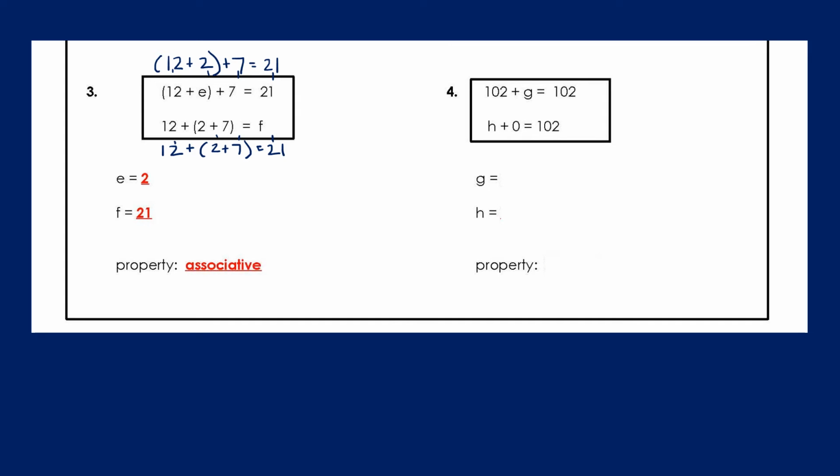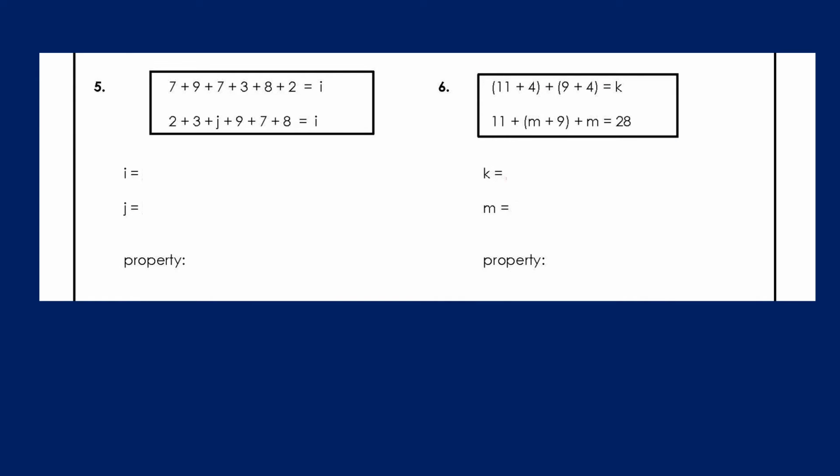Question number 4, we have 102 plus a number equals 102. Well, 102 plus 0 equals 102. And down below, what number plus 0 equals 102? 102 plus 0 equals 102. So G equals 0, H equals 102. When you add 0 to a number, you get that number. This is called the identity property of addition. Sometimes it's called the zero property of addition as well.